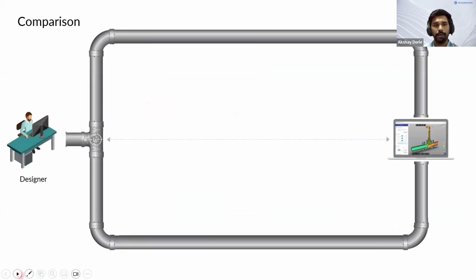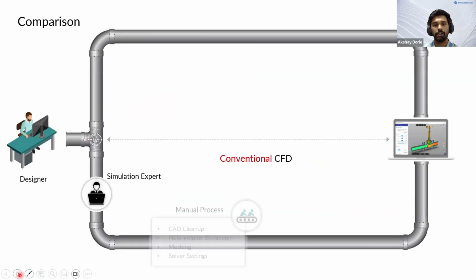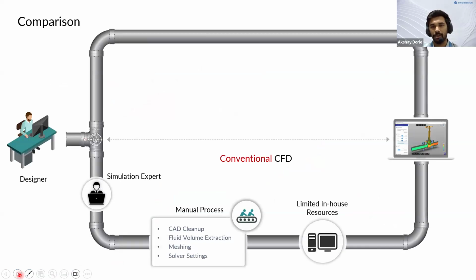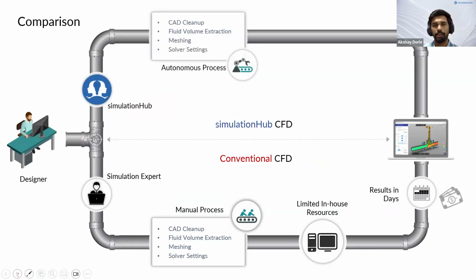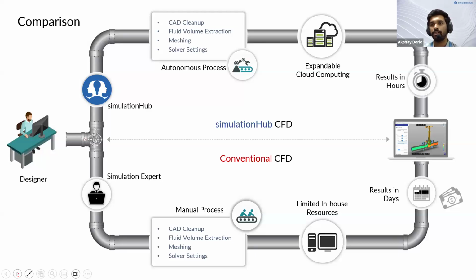So just to compare, conventional CFD requires an expert, a lot of manual process, limited in-house resources, and leads to results in days, whereas with AVC, the autonomous process takes care of the entire CFD process. It runs on expandable cloud computing, meaning no longer do you have to worry about the hardware limitations, and results come within hours, which again costs pretty less. So ultimately, AVC leads to much quicker and easier valve performance evaluation.